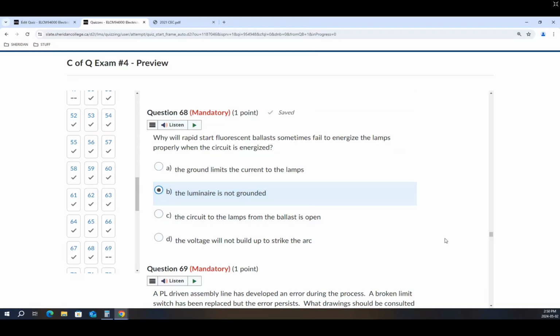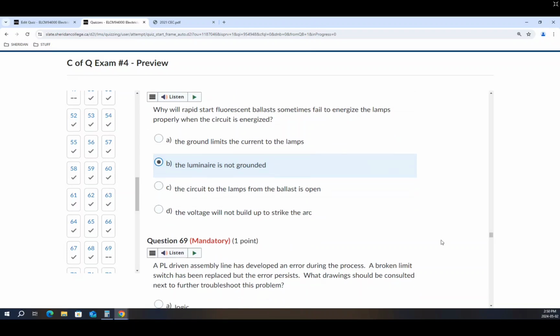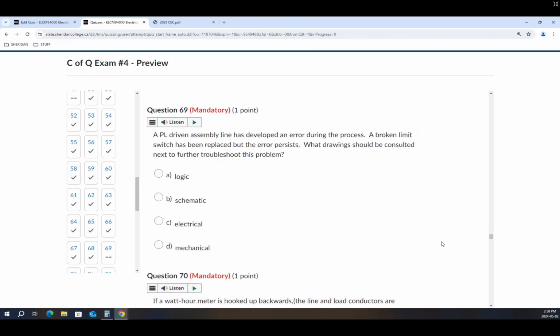You guys don't have to worry about that too much unless you're replacing all the fluorescents with LEDs.